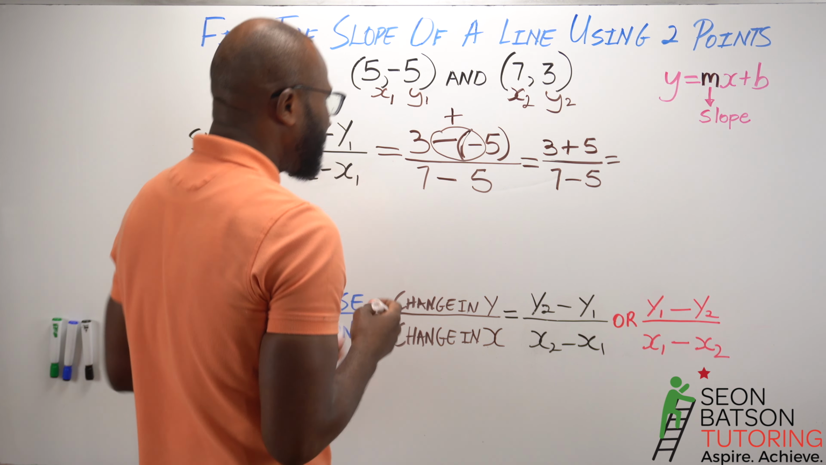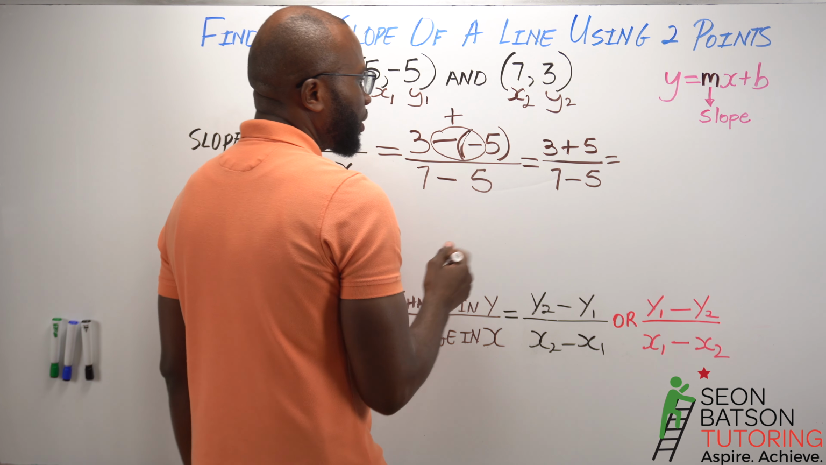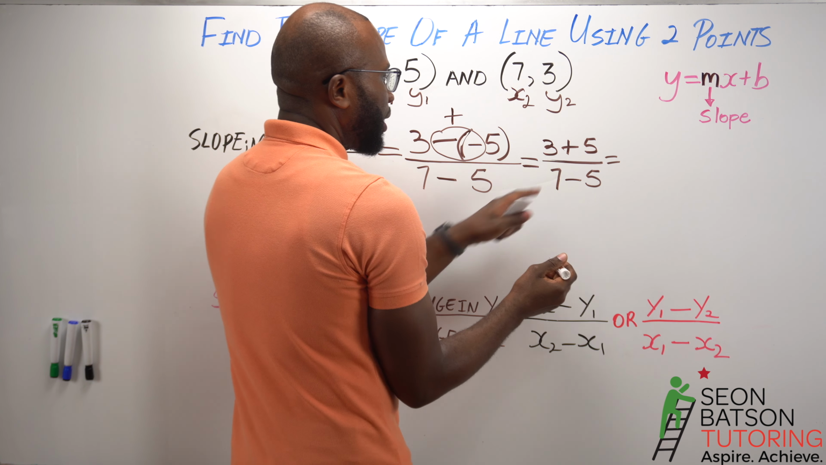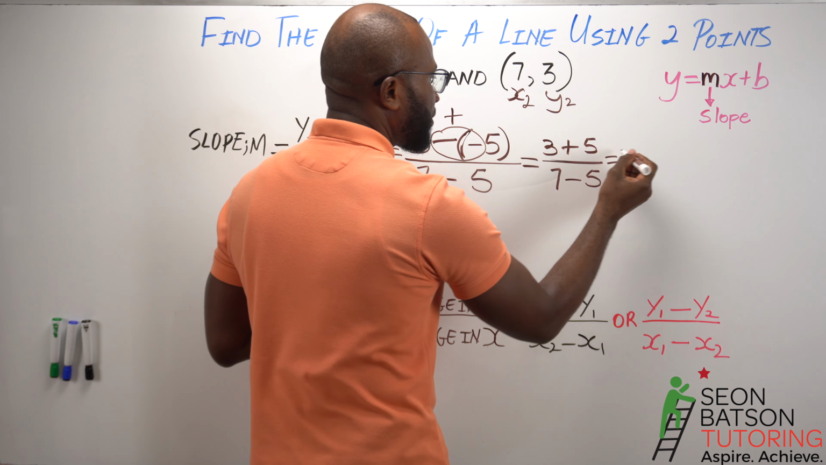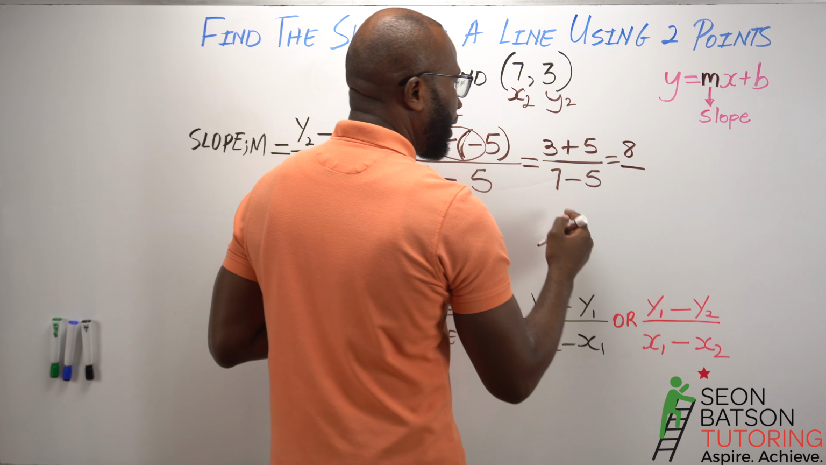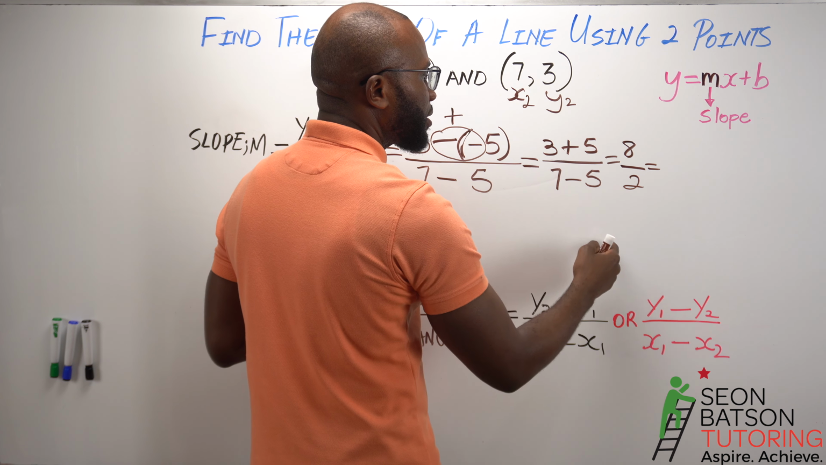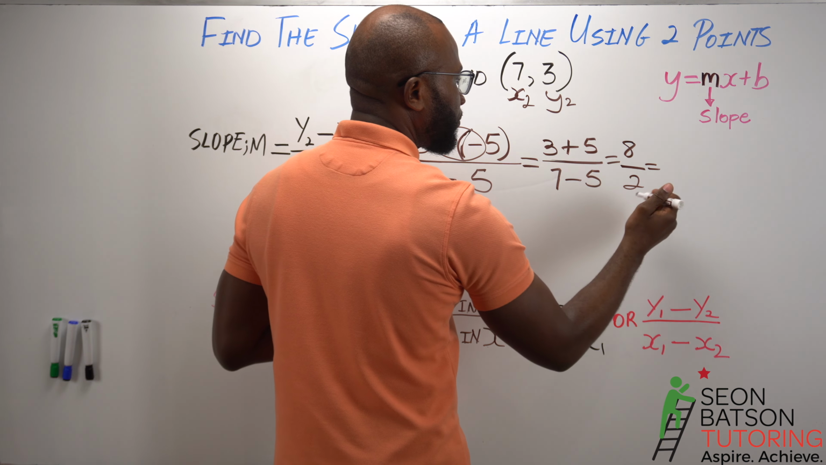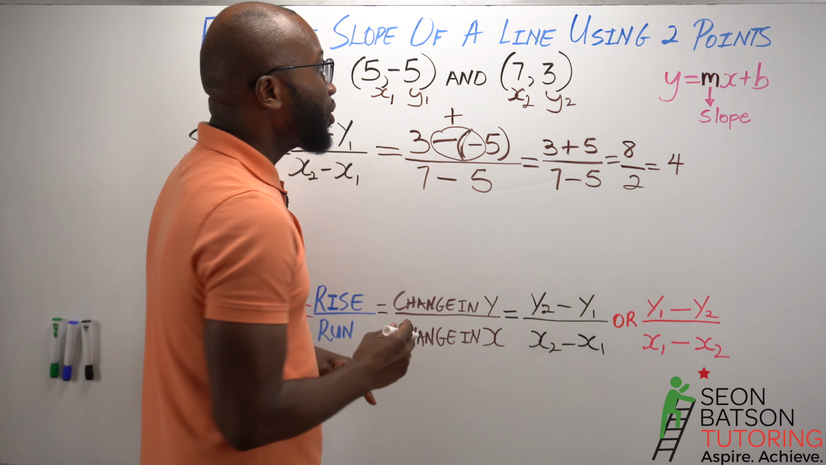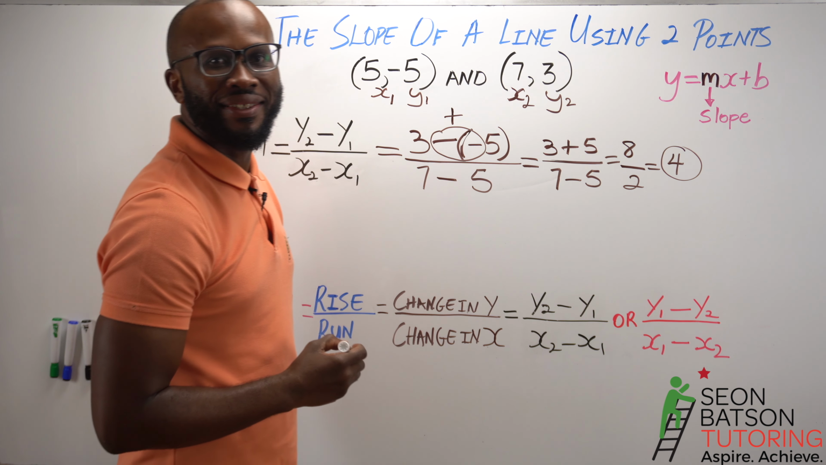Now, let's continue. So after combining our two signs, we're left with 3 plus 5 divided by 7 minus 5. So let's add in the numerator first. 3 plus 5 will give us 8. And 7 minus 5 will give us 2. Now we can simplify this. 8 divided by 2 will give us 4. So the slope for this line is positive 4.